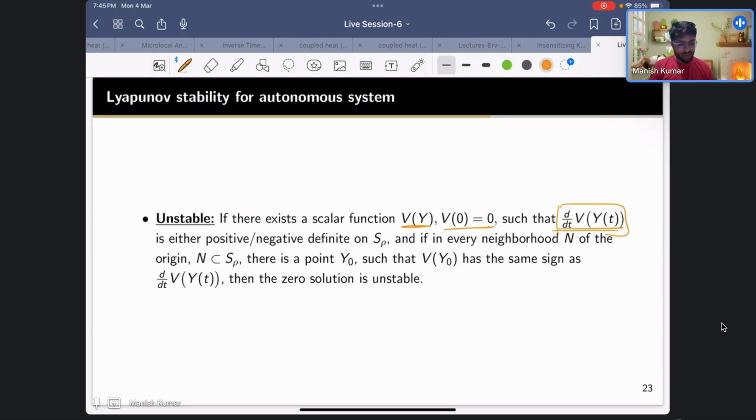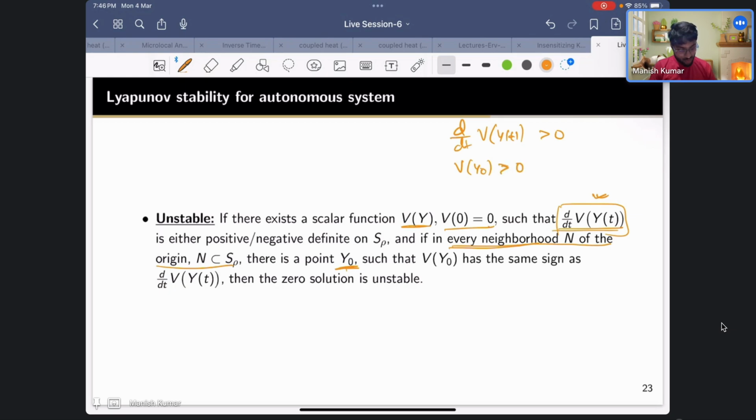Whatever sign it has, the main thing is that around some neighborhood of (0, 0) there should exist a point y naught such that d/dt of V(y(t)) is positive. If you can find some point y naught where it is positive, then you are gone. I mean the point is not stable.